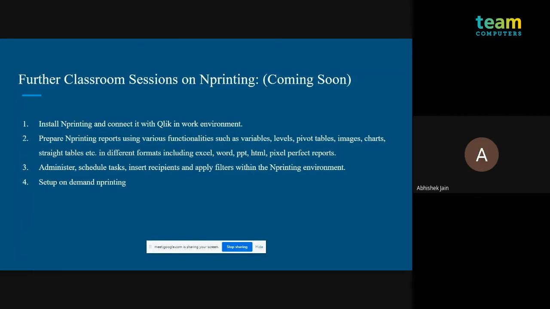The third session is purely based on the administrative point of view on how to schedule tasks, insert recipients, apply all the kinds of filters to generate the specific report for specific users. Okay. And the last classroom session in this series will be to set up the on-demand imprinting. So with on-demand imprinting, you can simply click on an on-demand imprinting enabled dashboard and get your data sent to your email. So it is a very nice feature to have. So many of the clients use it. So it will be covered in this series as well.